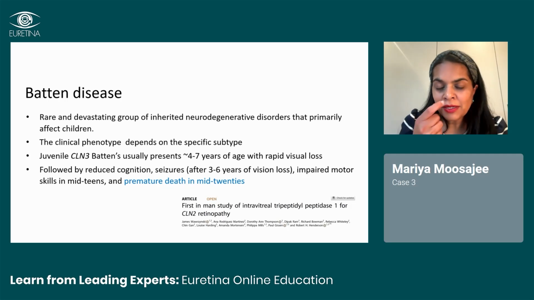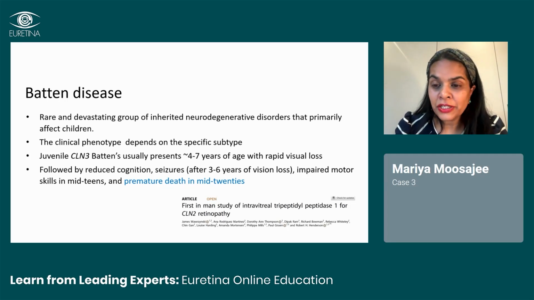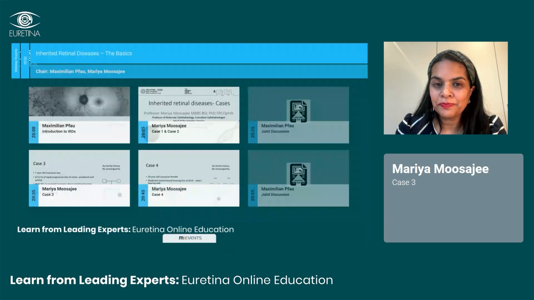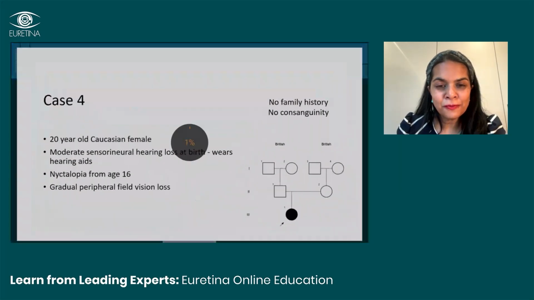So I wanted to highlight this as a case where it is urgent. We have to tread carefully and be very sensitive, but also always be aware of that rapid visual loss in a child. And this is just an article on the first-in-man study of this intravitreal therapy for an infantile form of Batten's, which is caused by CLN2. Okay, I can probably move to case 4.